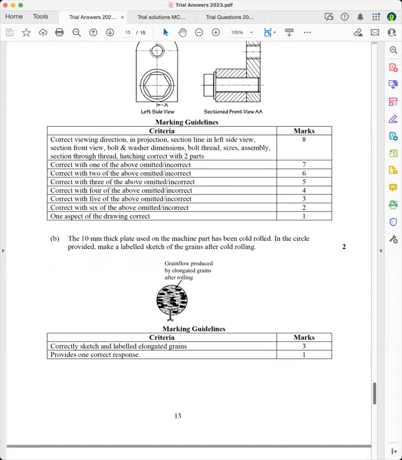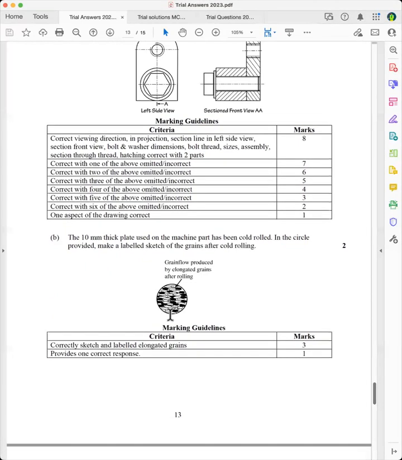The 10mm thick plate used on the machine part is being cold rolled. In the circle provided, make a local sketch of the grains after cold rolling. Make sure that you show that they're elongated, and make sure you label it.